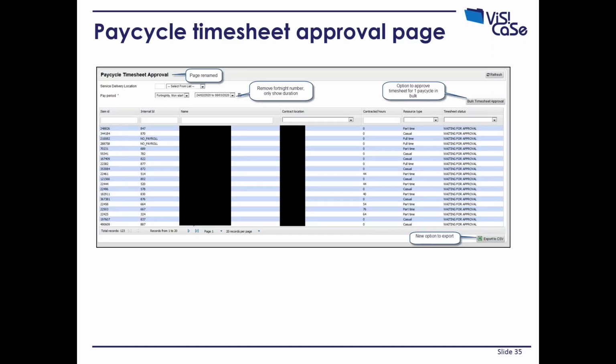So what's happened here is, as mentioned, we've renamed the page. We've removed the fortnight number. You can now filter for fortnightly or weekly. You can now bulk approve timesheets. So what this button does is, instead of hopping into each individual one and pressing approve timesheet, if that button is there, when you press this, any timesheet that has everything approved, this will automatically press that approve timesheet button for you. And now you have the option to export the CSV. So you have an easy way of filtering through and finding out who's yet to be approved and who's still waiting.